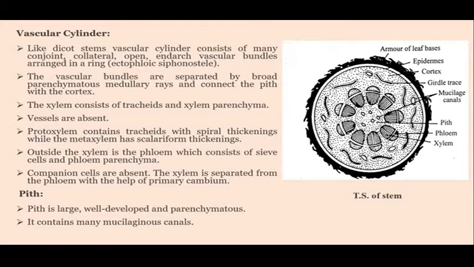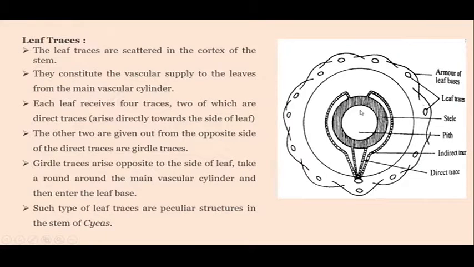In the center a large, well-developed pith is present which consists of parenchymatous cells, and the pith contains many mucilage canals. So here in the center you can see the pith, and it contains the mucilage canals. Vascular bundles are separated by broad medullary rays.